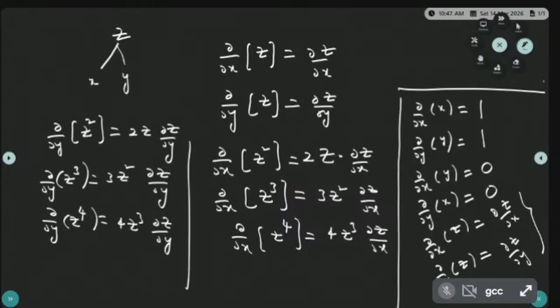Sometimes you have the differentiation between the same family, so ordinary formulas will occur. Opposite family, zeros. But z, be careful. Z is a parent of both x and y. Once again, we have to write the answer.